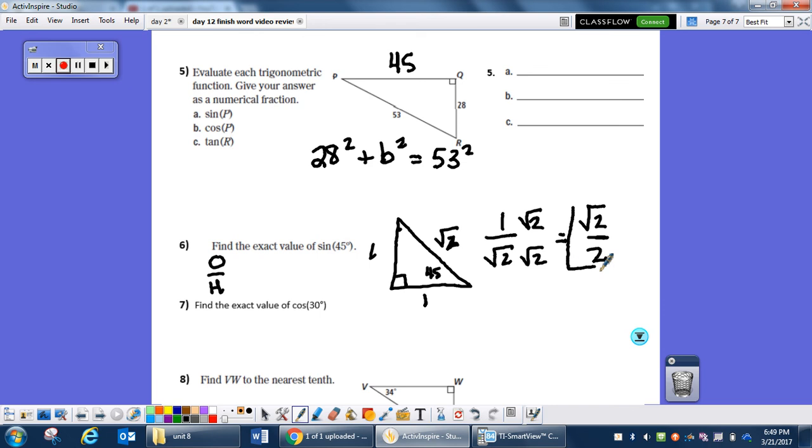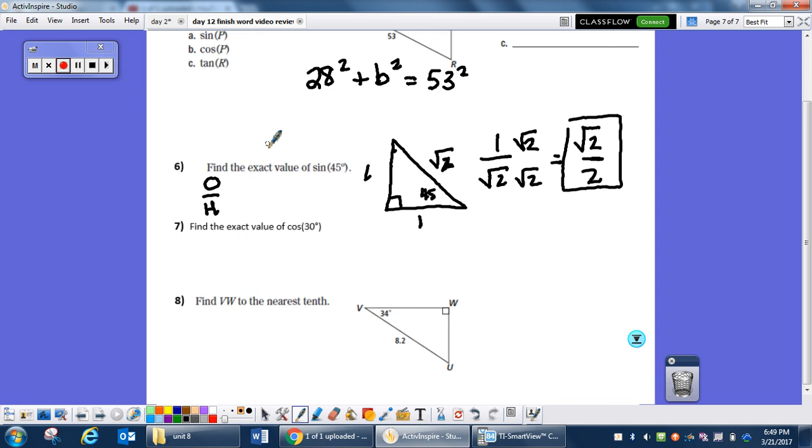So if you have your special right triangles foldable, you can use it on your test. And then finding the exact value of cosine, you would do A over H, and it's cosine of 30 degrees. So again, I would sketch my triangle. My 30 degrees I typically put right up there, and the ratios are 1, 2, square root of 3. Cosine is adjacent over hypotenuse.